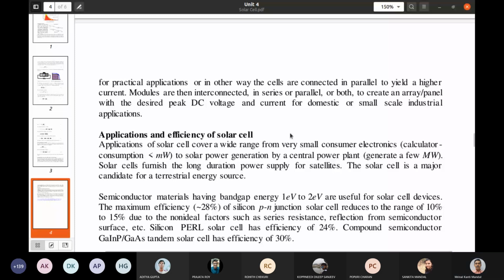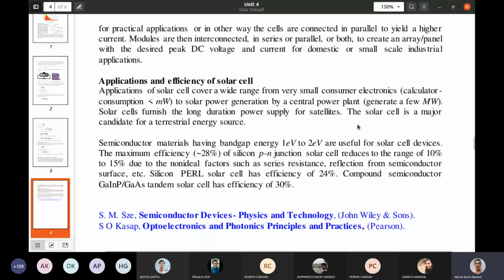Now this solar cell can be used for a small calculator, which consumes a power less than a milliwatt, or for a solar plant that can generate energy of a few megawatts, and it is mainly used for different purposes. Besides this, in satellites, solar panels are also there to generate the power to run the equipment or instruments present in that satellite system.